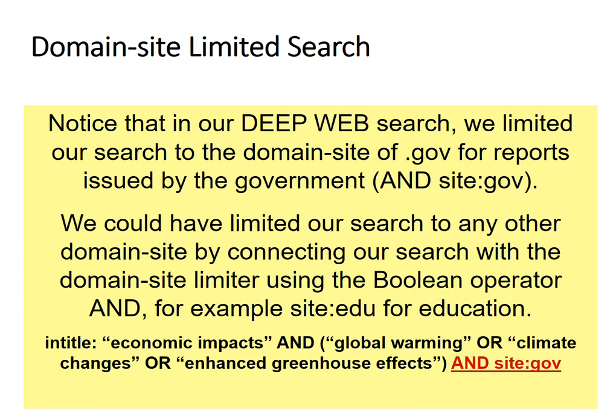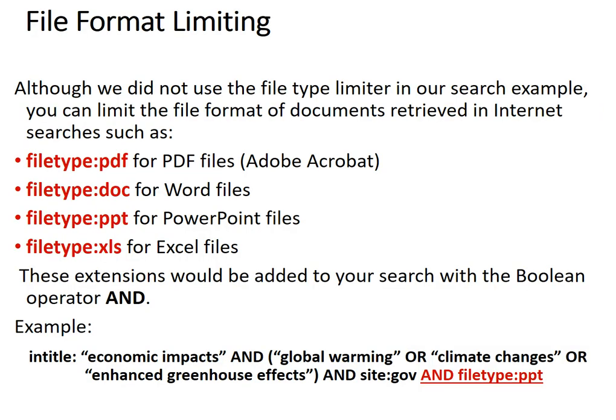This is how you add a domain to your deep web query. Use the Boolean operator, capital A-N-D, then site:/gov or site:/edu or site:/org, etc. Although we did not use the file type limiter in our search example, you can limit the file format of documents retrieved in Internet searches, such as PDF files, Word files, PowerPoint files, Excel files, etc., by adding these extensions to your search with a Boolean operator, capital A-N-D.